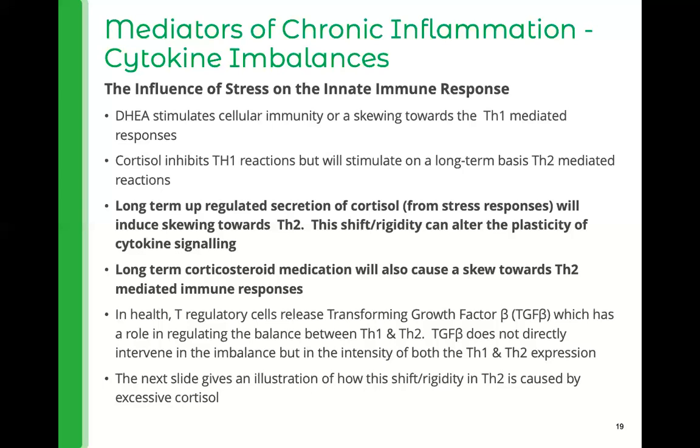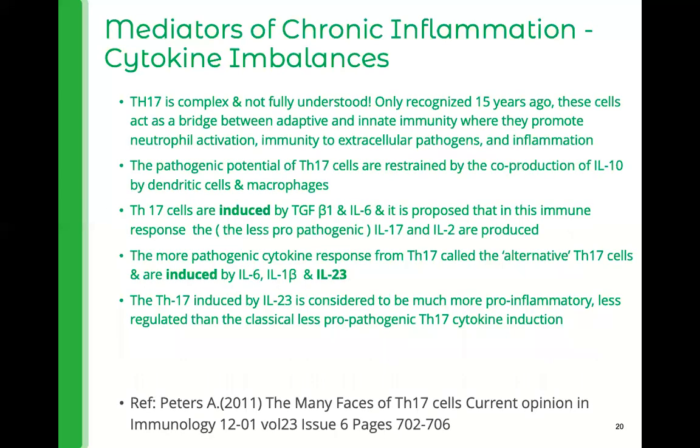Then we have, for example, your transforming growth factor, TGF-beta. So that's one of the things that regulates Th1 and Th2. So that's one of the things that is good to help bring us back into balance. And then we have Th17, which is complex. I've said that already. I think I've mentioned most of this actually. But it is interesting that IL-10 can restrain Th17.